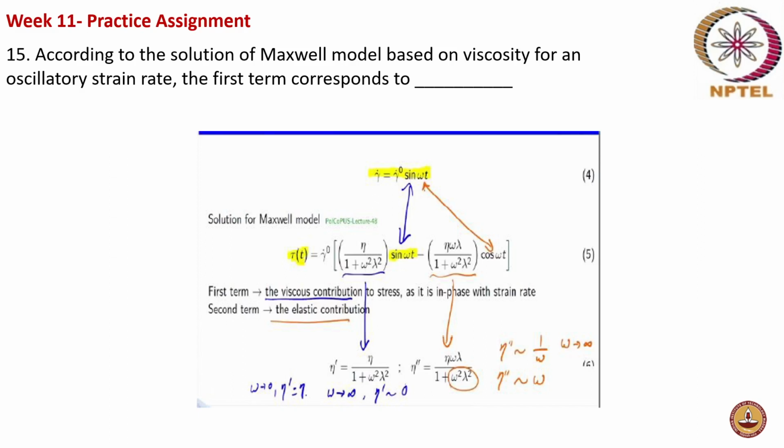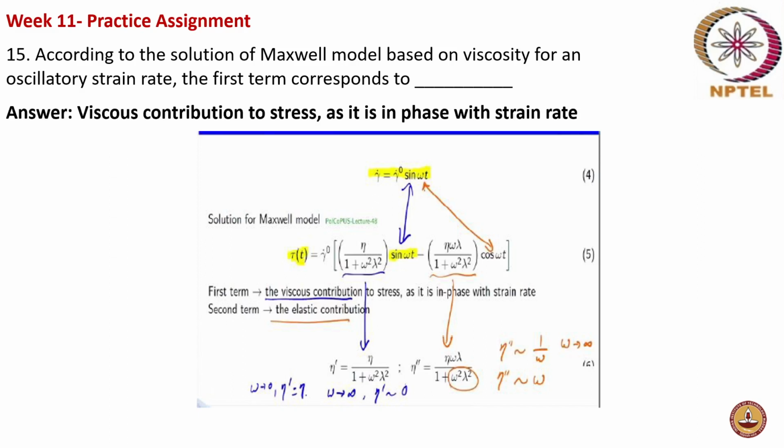So, I think I have told the answer. The answer is here. The first term corresponds to the viscous contribution to the stress as it is in phase with strain rate. And the second term obviously is the elastic contribution.